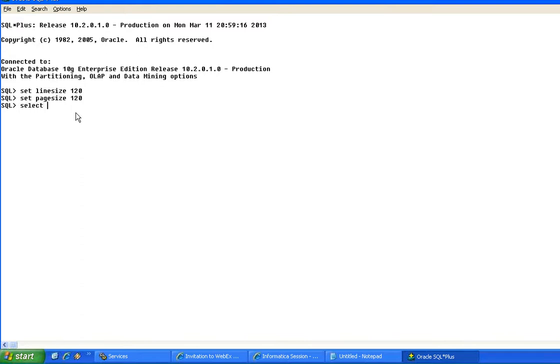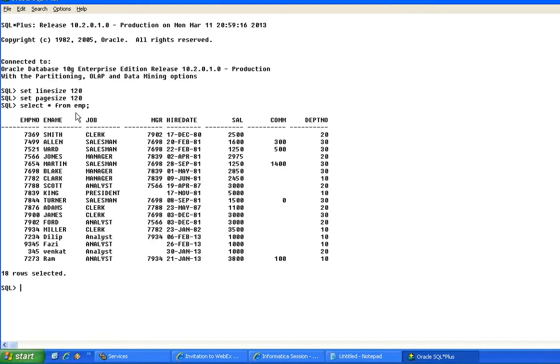Okay. So here let us think I'm selecting two default tables. EMP is one of the tables and DEPT is one of the tables.